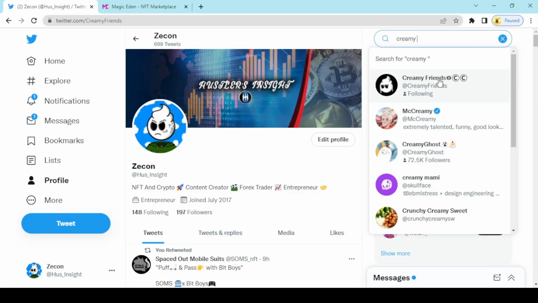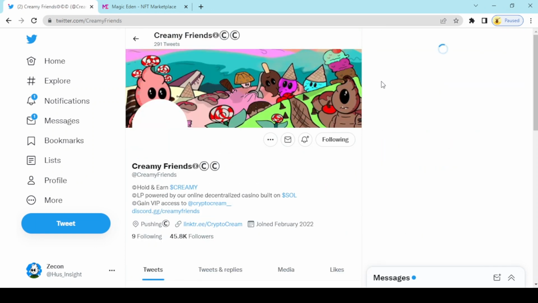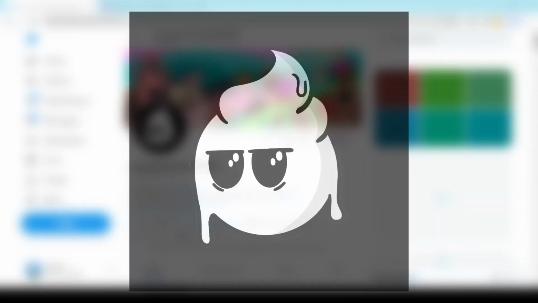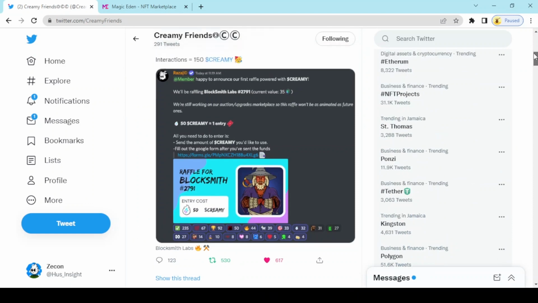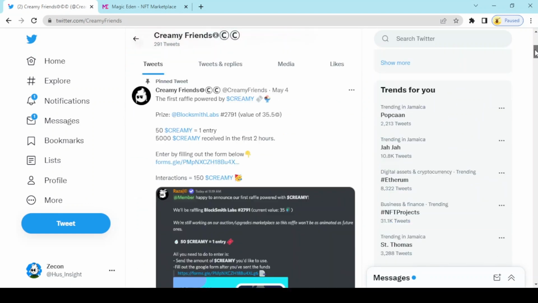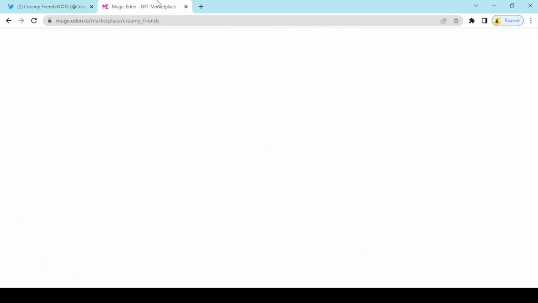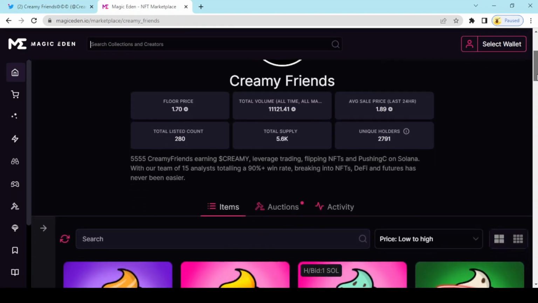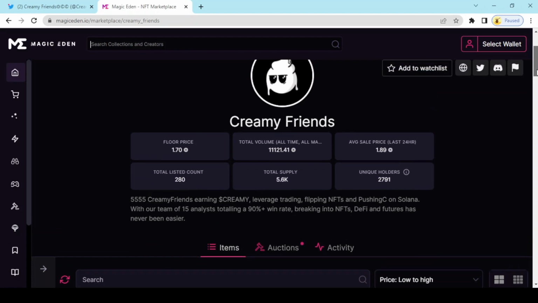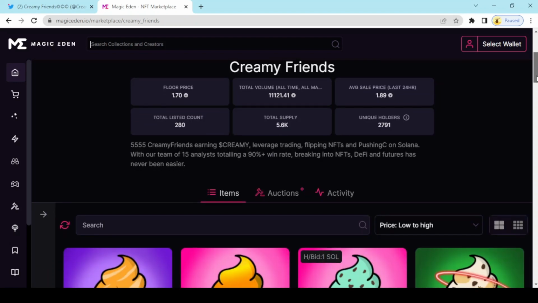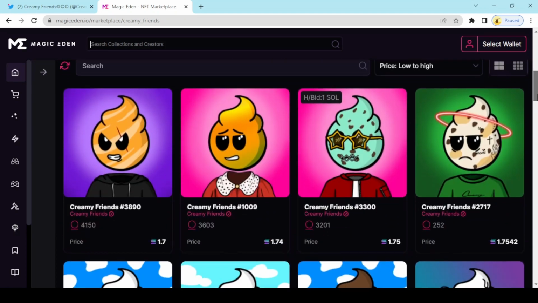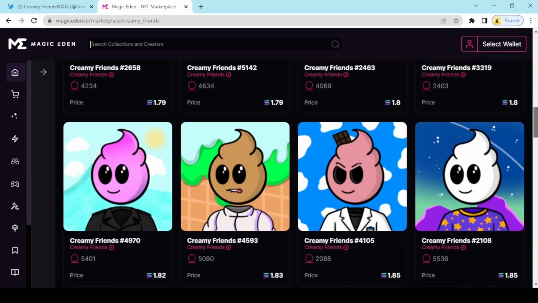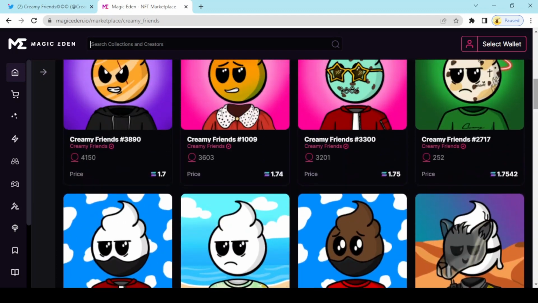Now, as you can see by the thumbnail and the title, the project that I will be looking into today is Creamy Friends. These are basically cartoon-like ice cream characters. There is a supply of 5,555 at the moment. We are below mint right now, just a little below mint. The floor price is still over the OG price, but most holders don't really pay attention to the floor price as of right now, because as I said, it is really undervalued and there are some very good utilities that just make us want to hold in general.